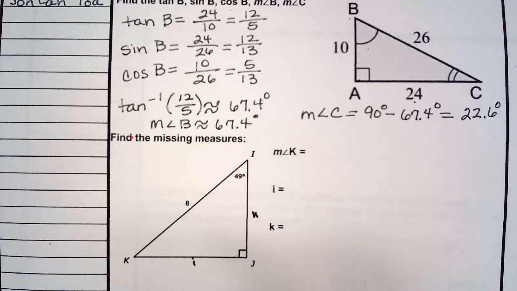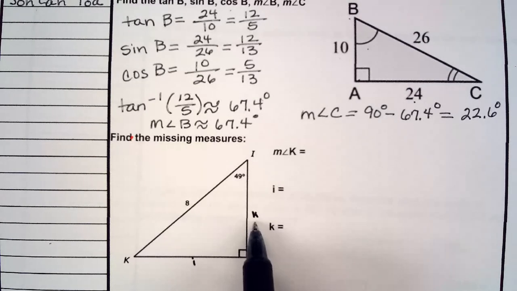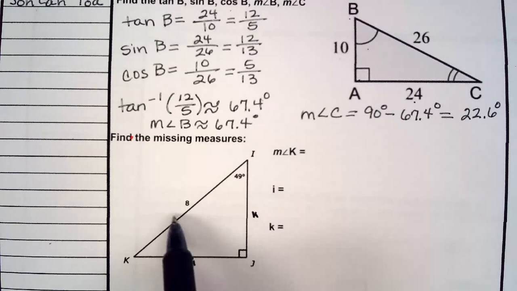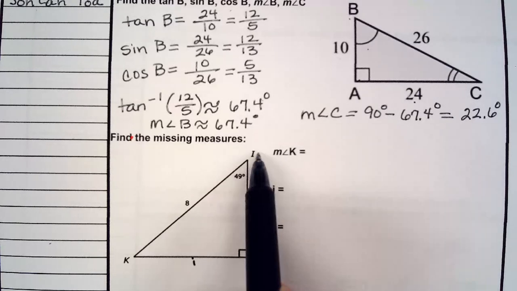Okay, I want you to look. If this is uppercase K, this is lowercase k. The side directly across from the angle will be the same letter of the alphabet, but your vertex is labeled with a capital letter. Your side will be labeled with a lowercase letter. If this is J, this would also be J, I, and I.